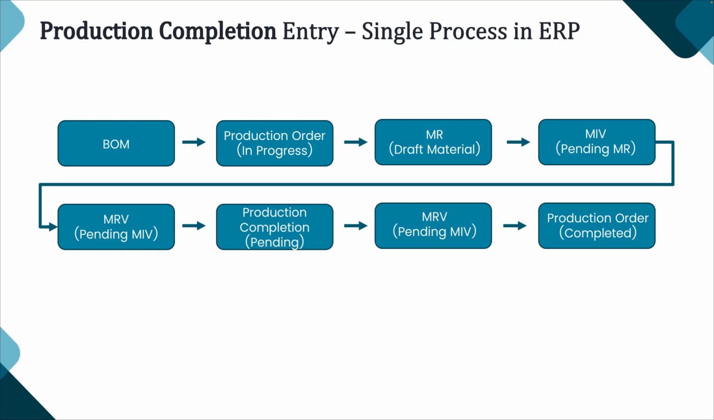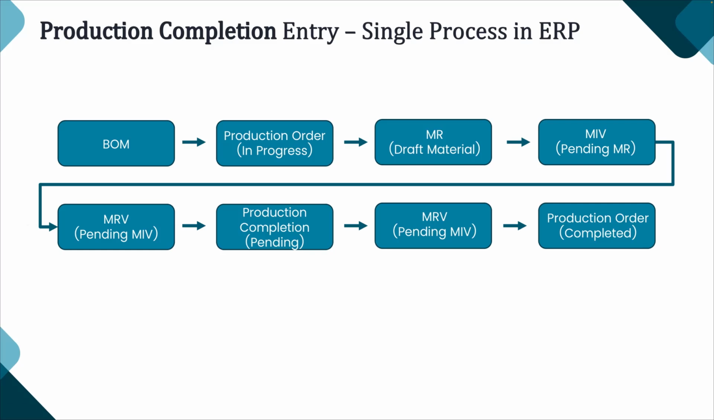In order to post the document, we are supposed to clear your material request, material issuance voucher, and material receipt voucher respectively. Then we are able to post the document of your production completion. So in order to make the production order complete, MIV has to be cleared off. So this is how the flow is going to be.